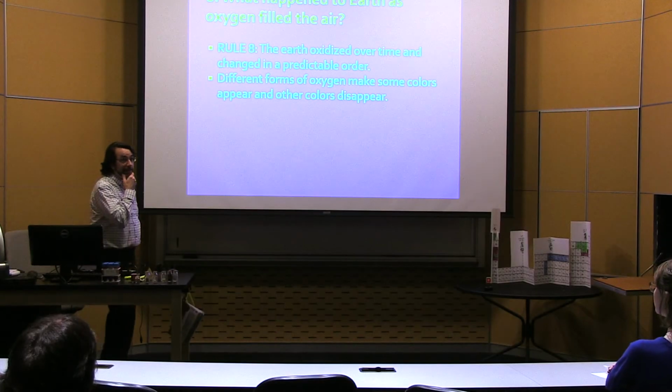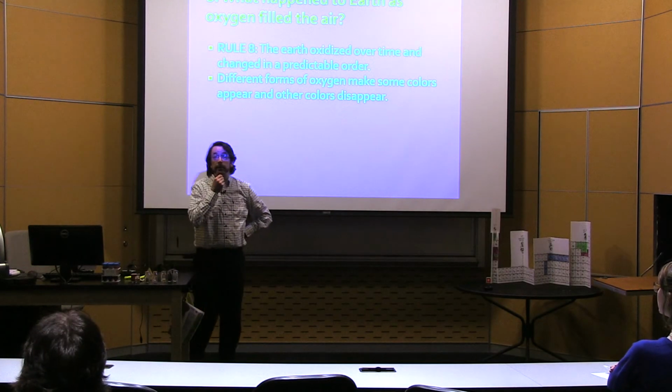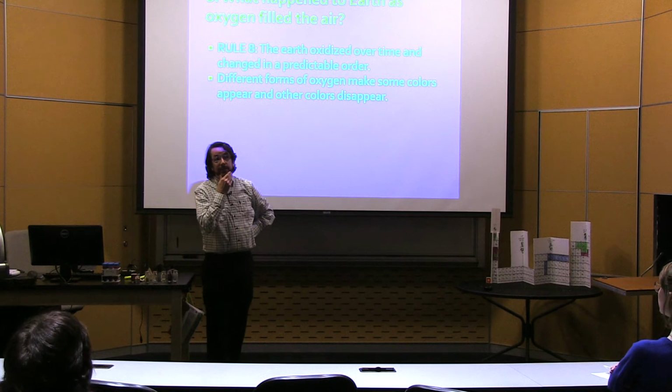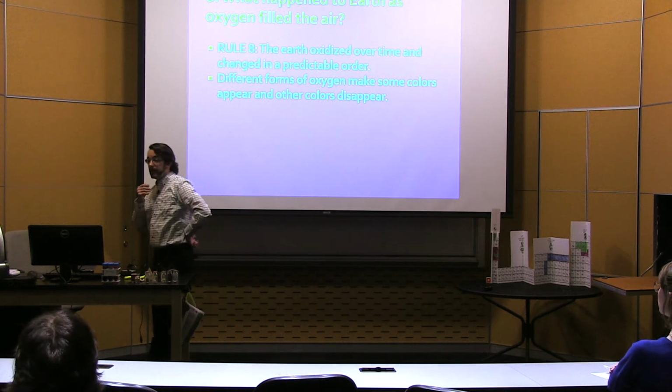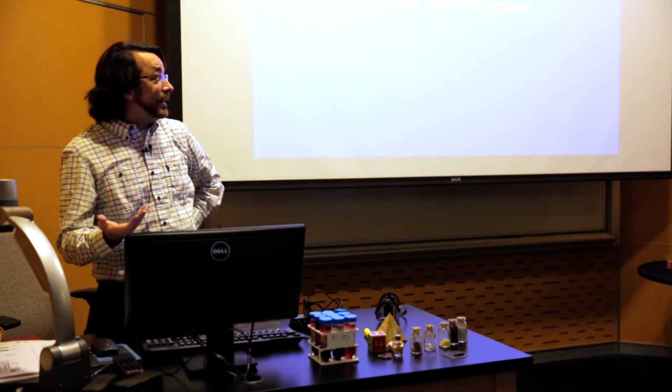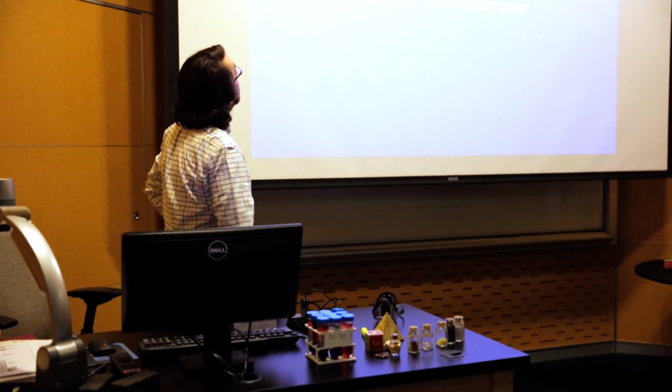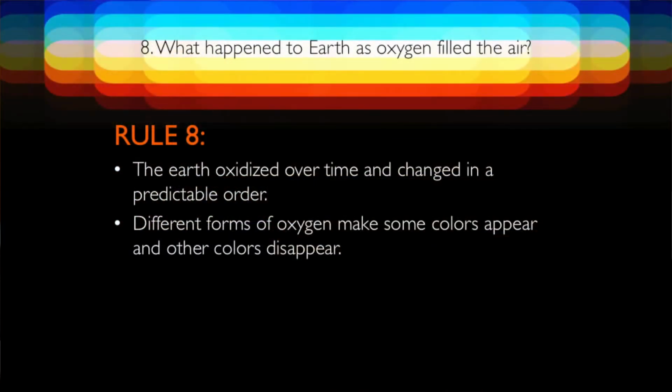Which brings us to question 8. Okay, so you had this oxygen coming out. What happened as the oxygen filled the air? So the Earth oxidized. Well, that's the simple answer, but what does that mean? You know, it means it changed in a predictable order.